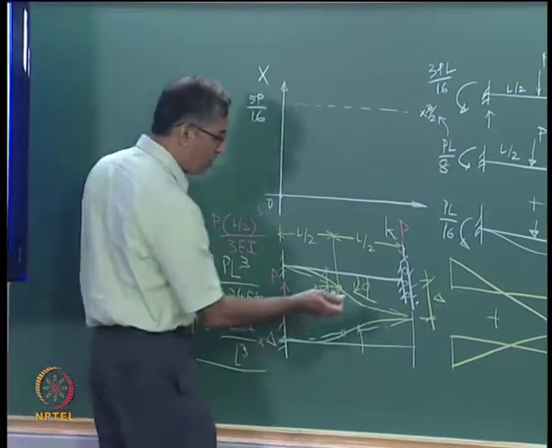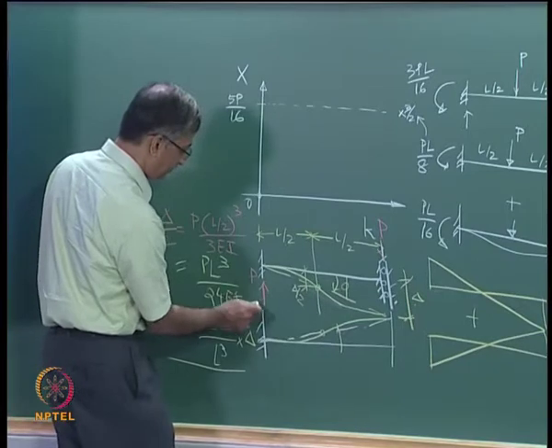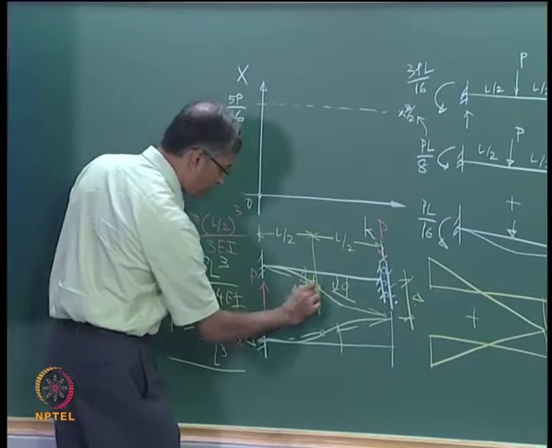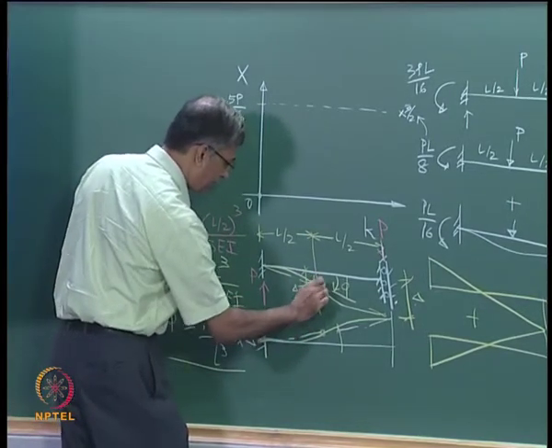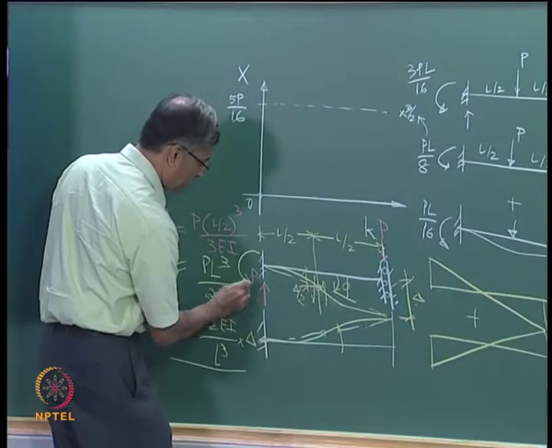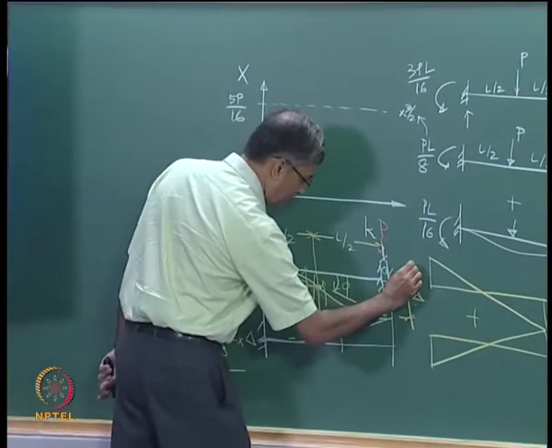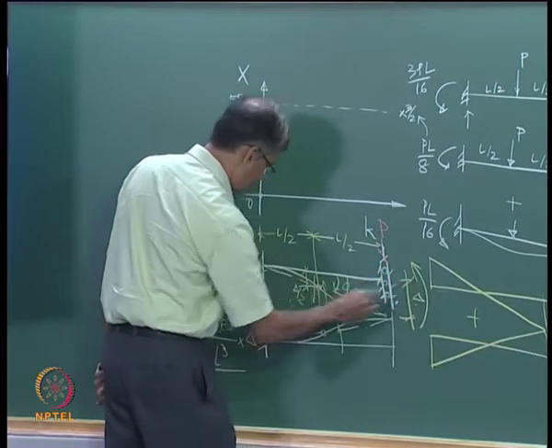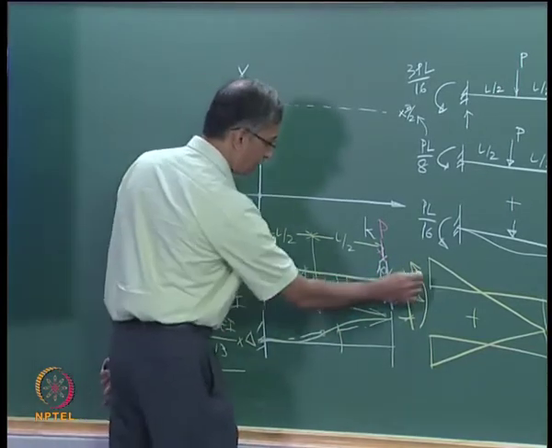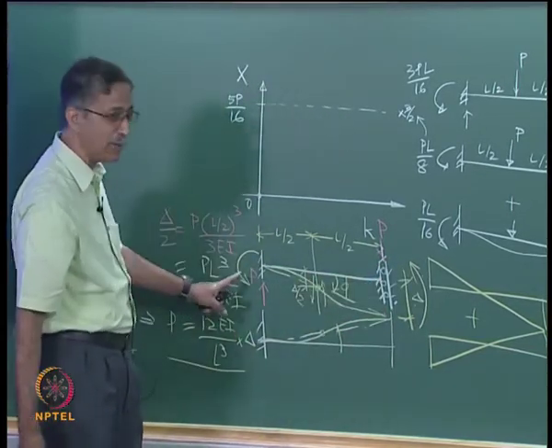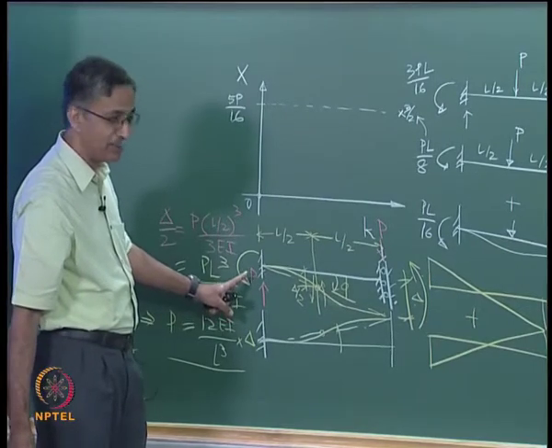Now what is your moment? You get a moment here acting down, so you have shears acting down and up. You have a moment here. You also have a moment here. What are these moments going to be equal to? P into L by 2. How much does it turn out to be?